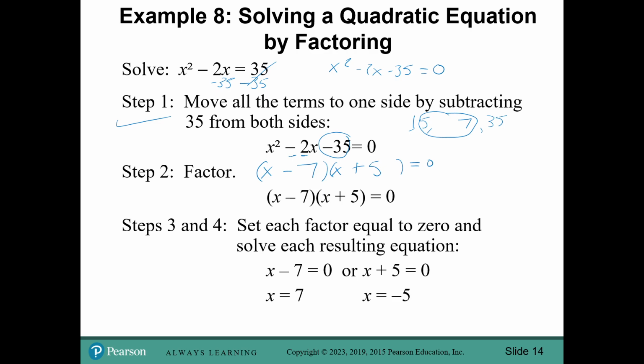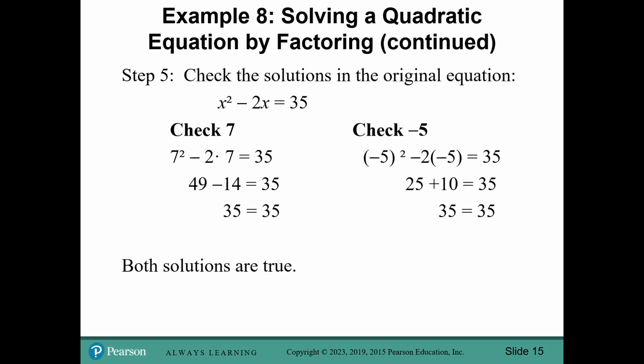Okay, now steps 3 and 4, we need to set each factor equal to 0 and solve each resulting equation. So now that I have it in terms of multiplication here, x minus 7 times x plus 5 equals 0, I set each one of those factors, the x minus 7 and the x plus 5, equal to 0. So here I set x minus 7 equal to 0. To solve for x, I add 7 to both sides and I get one of my solutions is x equals 7. Here I set x plus 5 equal to 0. I solve for x by subtracting 5, and I see that my other solution is x equals negative 5. So I have two solutions here. One of them is x equals 7. The other one is x equals negative 5.